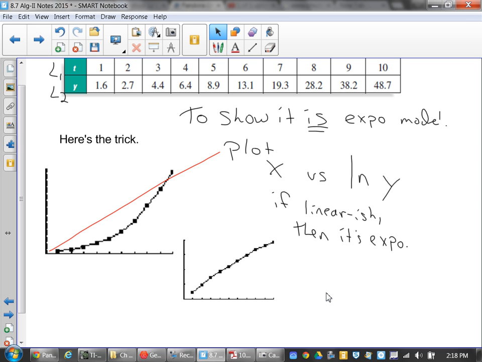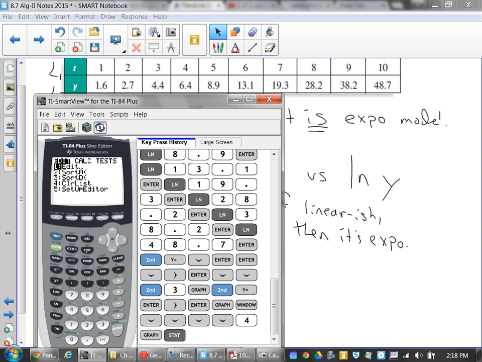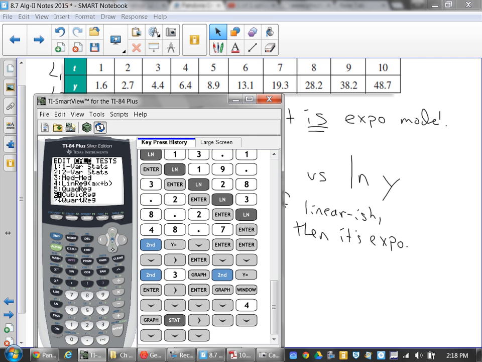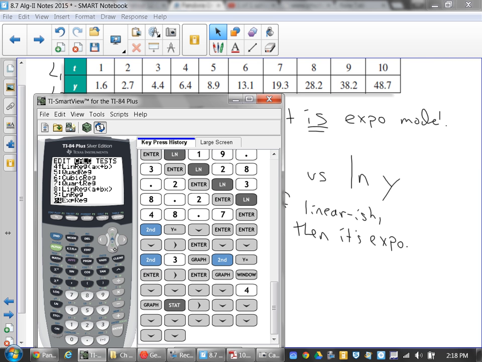Now, do you remember how to get the regression model out of this thing? Calculate, right? Again, all we're doing is pressing buttons on the calculator for a lot of this. So if we go back to stat, move over to calculate, we're looking for anything that says expo or exponential. You scroll through, yep, and that's it. ExpReg.